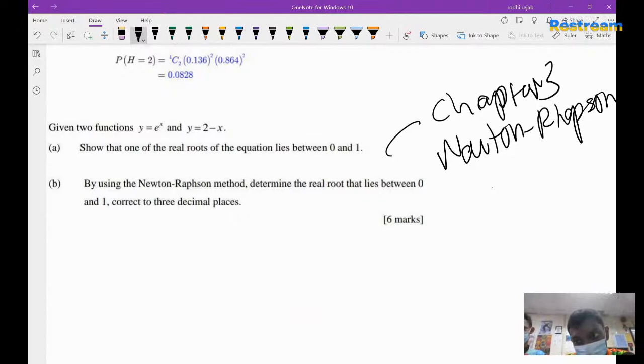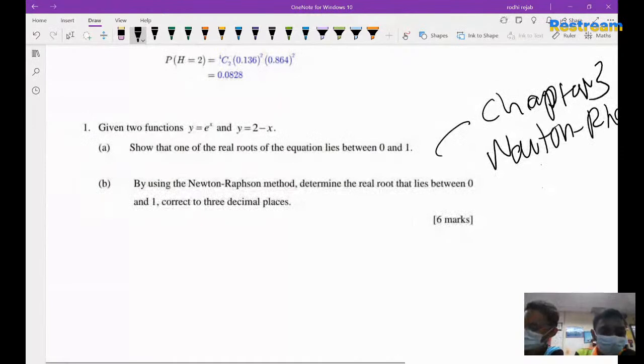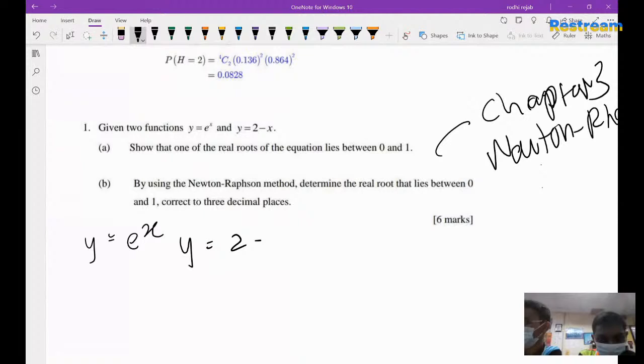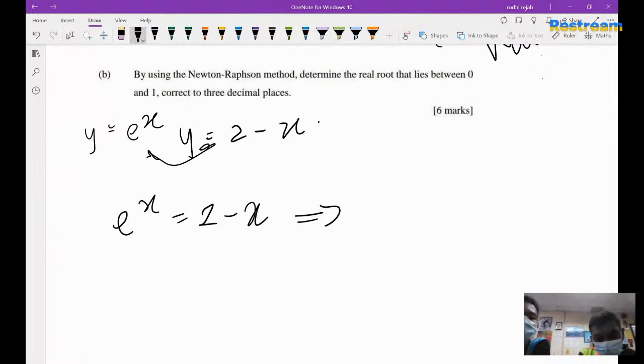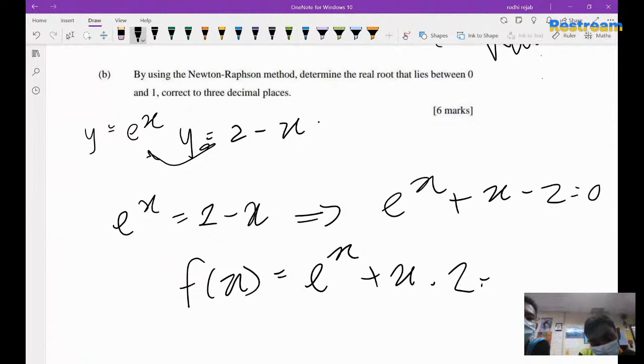So for this, we need to know that y equals e to the x and y equals 2 minus x. Kita nak cari root. So kita kena establish a new function in which dua ni boleh intersect. Kita first equalkan dua function ni. This will be e to the x equals 2 minus x, which can become e to the x plus x minus 2 equals 0. So we substitute this as a new function, f(x) equals e to the x plus x minus 2. Done.